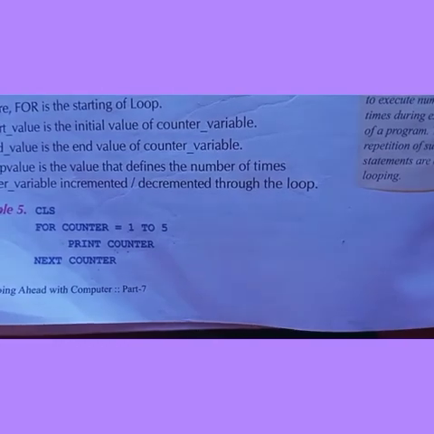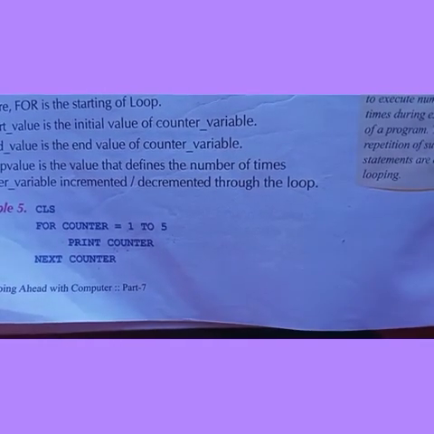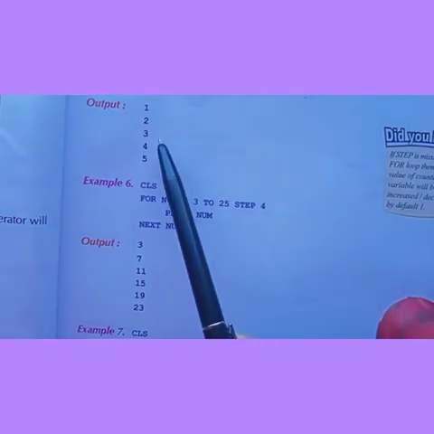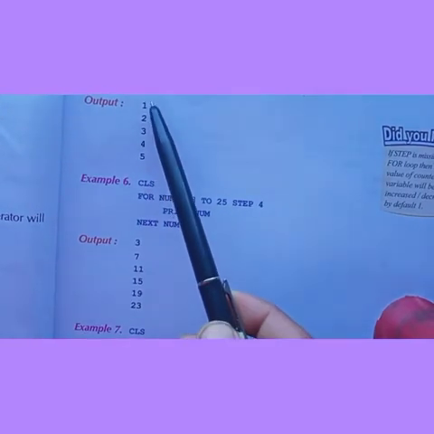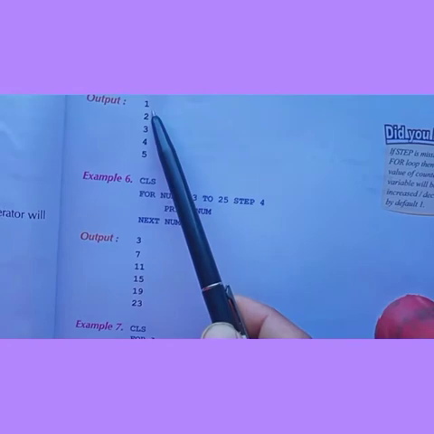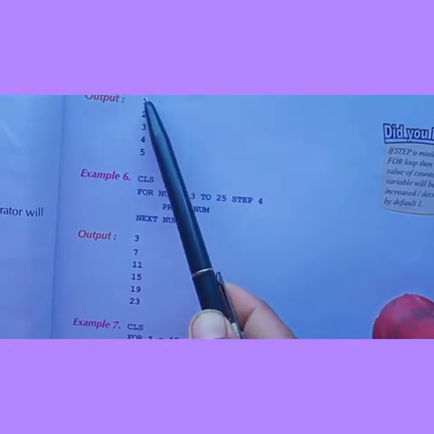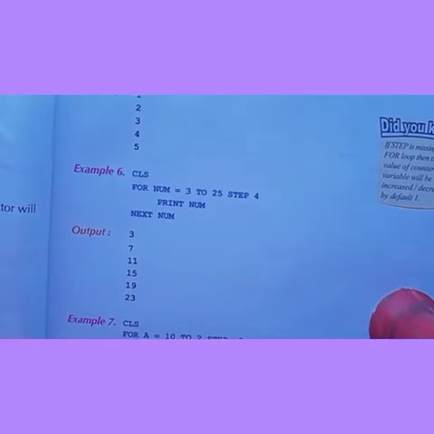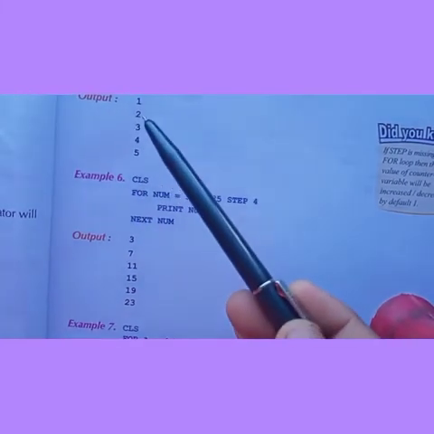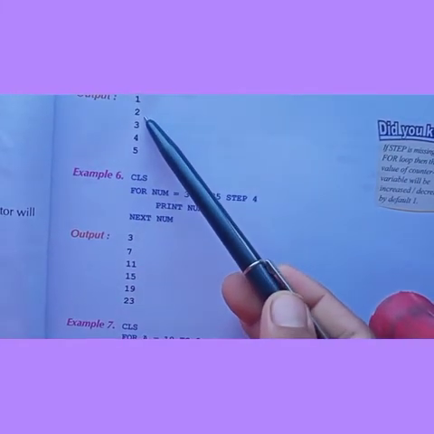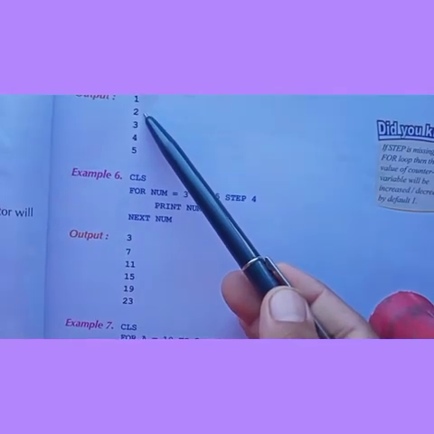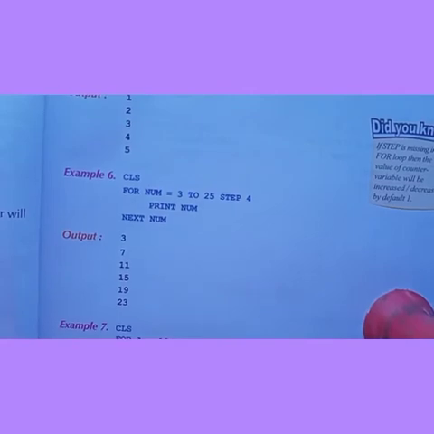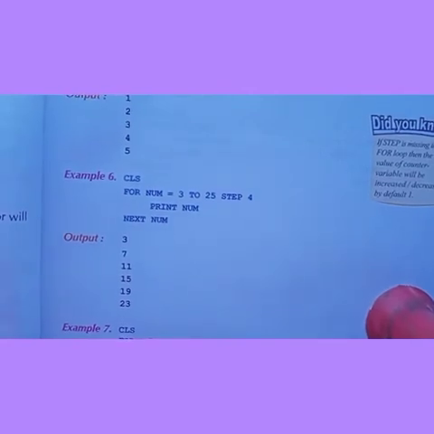So the same output you can see that is given in the book. You can see the output is given 1, 2, 3, 4, 5 because we said that for counter 1 to 5, therefore the initial value was 1 and the end value was 5. And then we have also said next counter. So every time the next counter was encountered, it increased the value, and 2, 3, 4, 5 and so on was written on this.